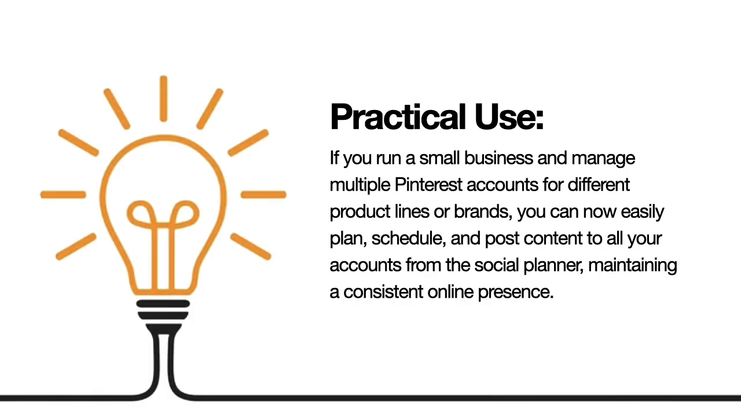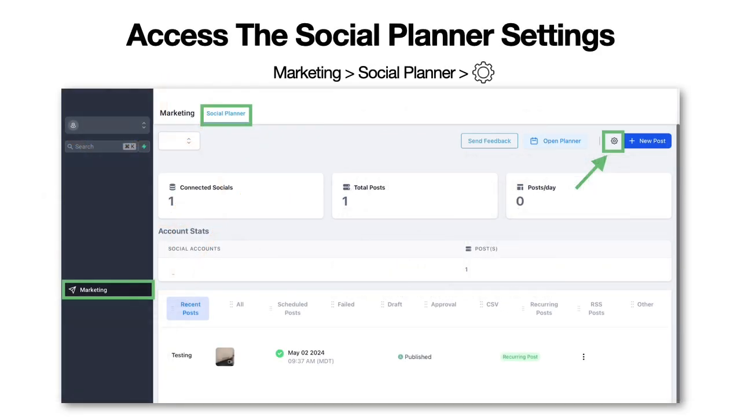So, if you run a small business and you manage multiple Pinterest accounts for different product lines, brands, or anything else, now you can easily plan, schedule, and even post your content to all of your accounts from the social media planner, maintaining a consistent online presence. Let me show you exactly where to find this update and how to set this up.